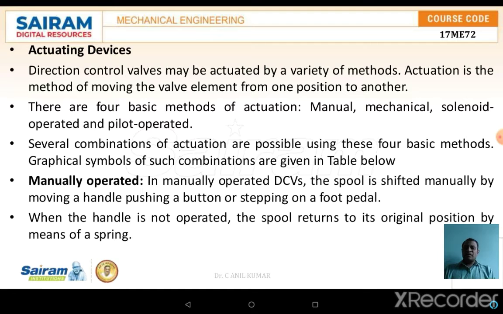Manually operated. Most of the very small DCV valves are operated manually, which is very easy. If the spool is to be shifted by manual movement, a handle or push buttons, or a foot pedal is used. When the handle is not operated, the spool returns to the original position by means of the spring.